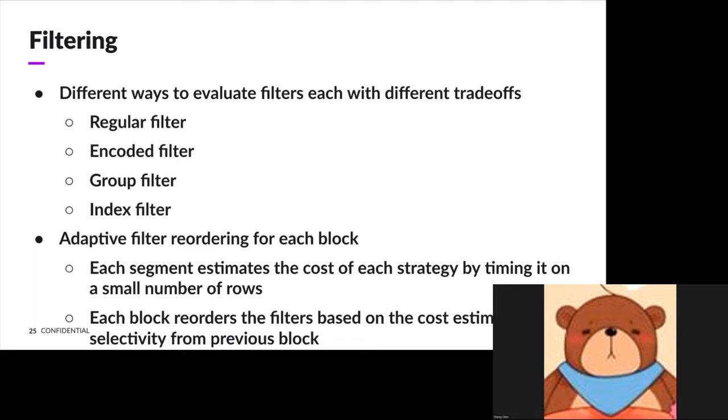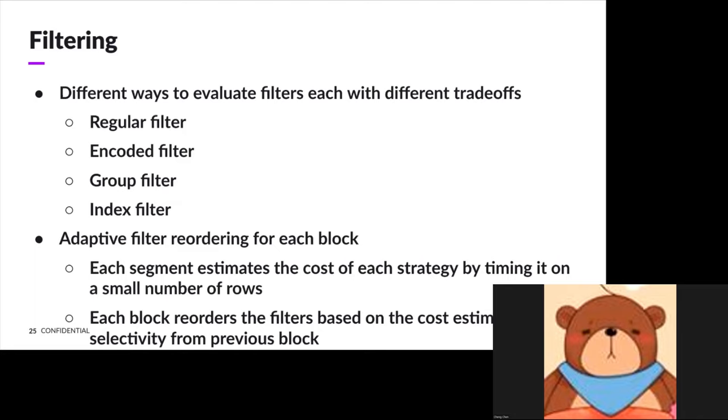One good example would be dictionary encoding with a small number of values. A group filter runs several filters in a group instead of running them separately. This is good if the selectivity of each individual filter is low. An index filter reads the index and finds the filtered row offsets. It's usually better to run the index filter using the index than as a regular filter, but it can still be worse if the other filters already filter the result to a few loads.